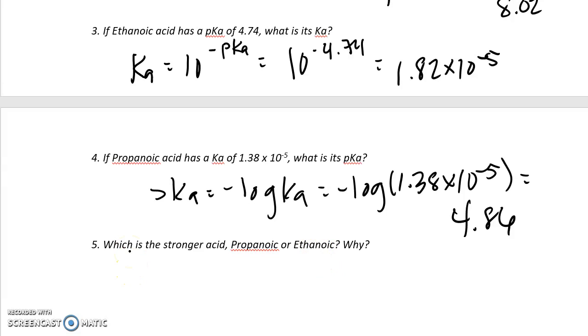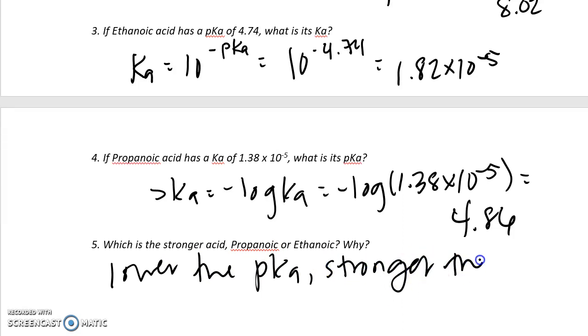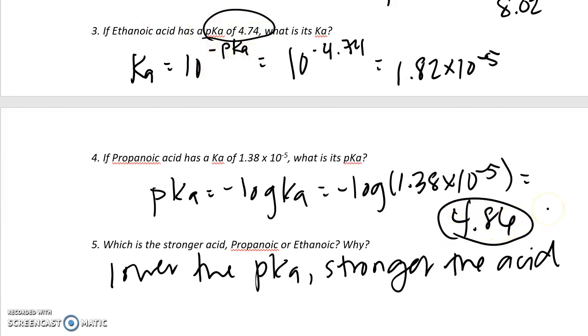One big thing that we're going to see is the lower the pKa, the stronger the acid. So to solve this question, I'm going to look at the pKa of propanoic versus ethanoic. So 4.74 versus 4.86, okay? So the lower of the two is the stronger acid. So since the 4.74 is lower, I would say ethanoic is stronger. And you would say because it has a lower pKa.